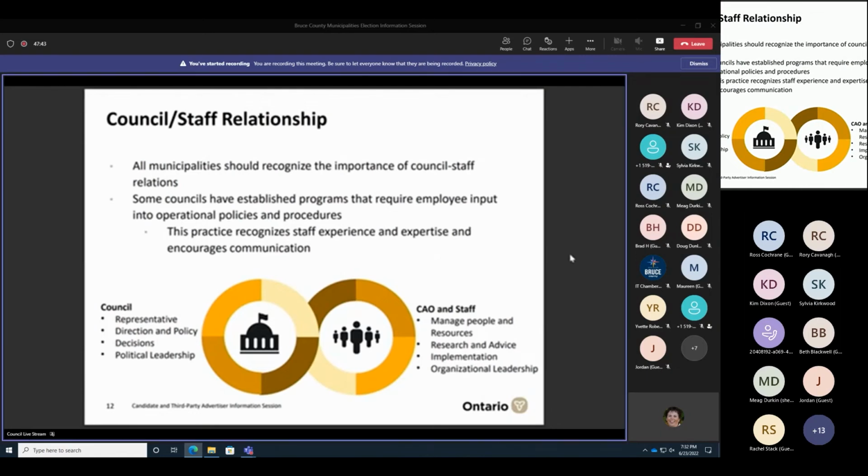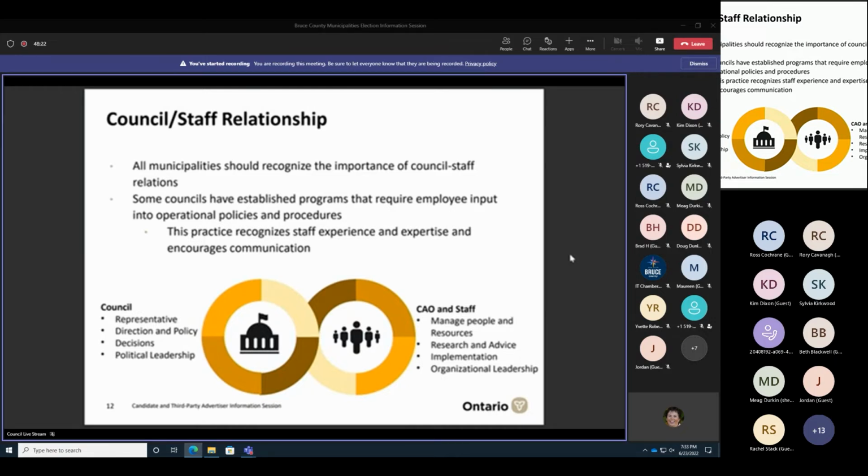Okay, so the Councillor's Guide provides some really useful information on how council and staff can work together. This slide provides you with a high-level overview of the relationship. Councils and their administration have different roles within the municipality, but their roles have common goals and purposes. In general, it is the role of the elected council to represent the community and set the direction and policy for the municipality. And it's the role of staff to manage people and resources to achieve council's vision.